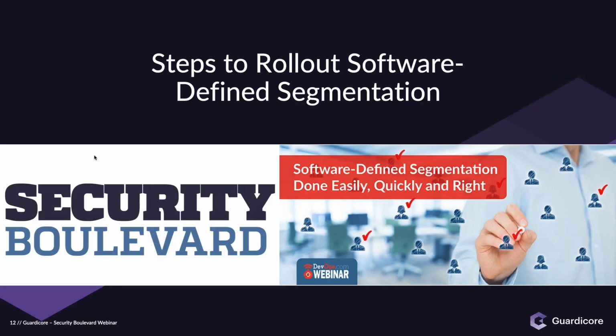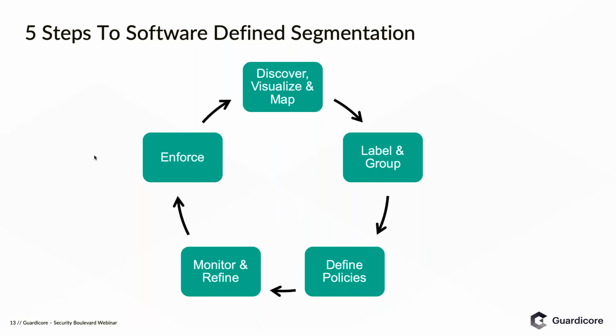So steps in rolling out software-defined segmentation, there's 5 steps. The first step at 12 o'clock is to discover, visualize, and map your environment. You need to understand your applications and what you have and what the application workflows are, the application dependencies. And then you go to label and group. So once you know and map out what your enterprise looks like and what the application workflows are, you're able to apply labels and groups.